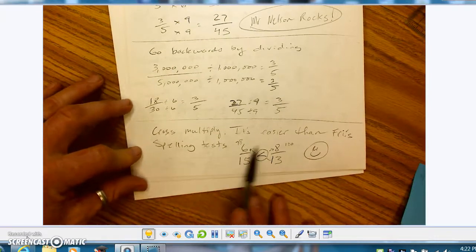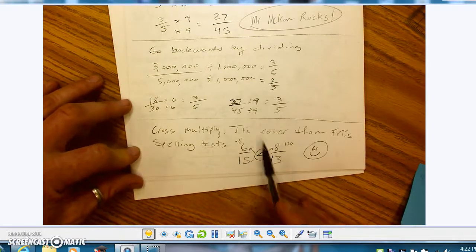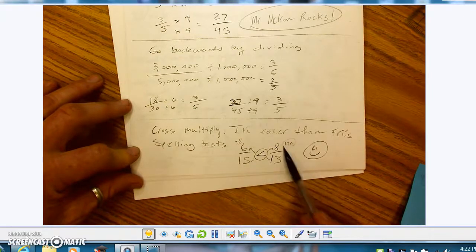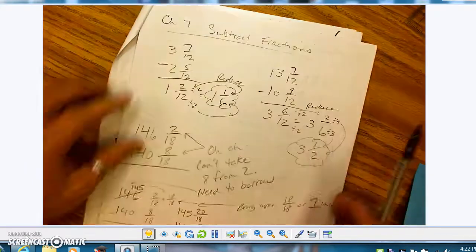Cross multiplying, it's easier than Friday's spelling test. So if they had, here's fractions again, comparing 6/15 compared to 8/13. You're like, what? I don't know what that is. Just cross multiply. 15 times 8 equals 120. 13 times 6 is 78. When you look at the fractions, 6/15 and 8/13, you're like, that's kind of close. I'm not sure. But when you multiply them out, you're like, dude, that guy's way bigger. So, piece of cake there.